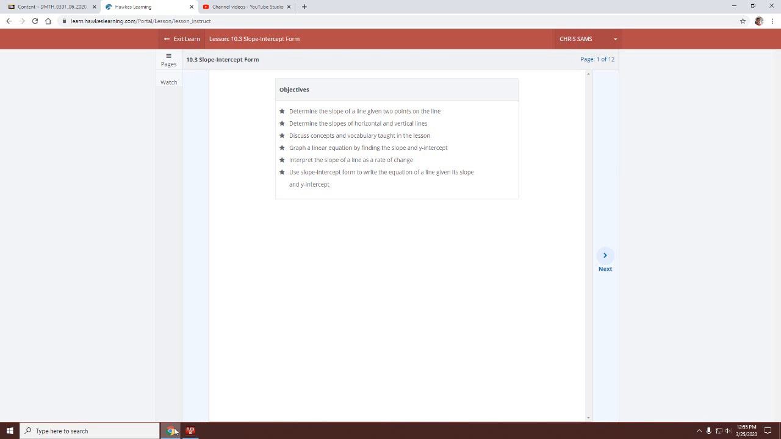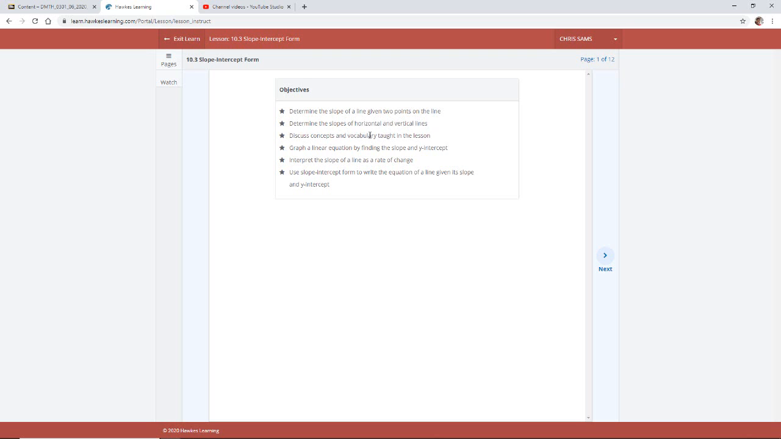All right, section 10.3, Slope-Intercept Form. These are the topics that we're going to be covering. Find the slope of a line given 2 points. Find the slope of a horizontal and vertical line.